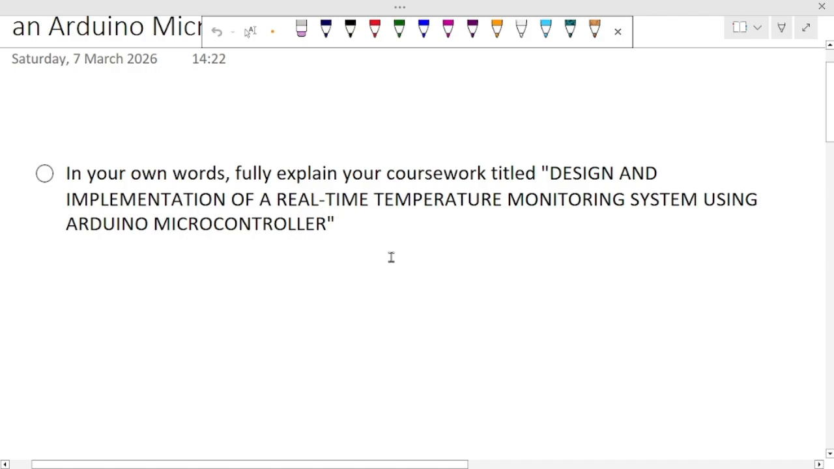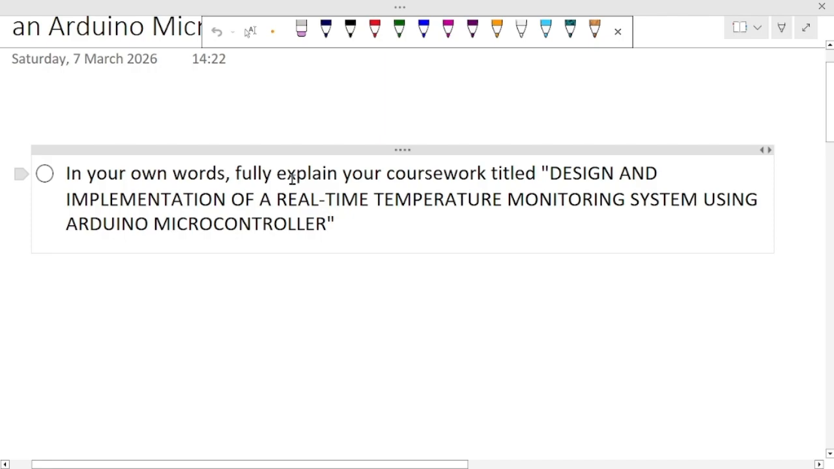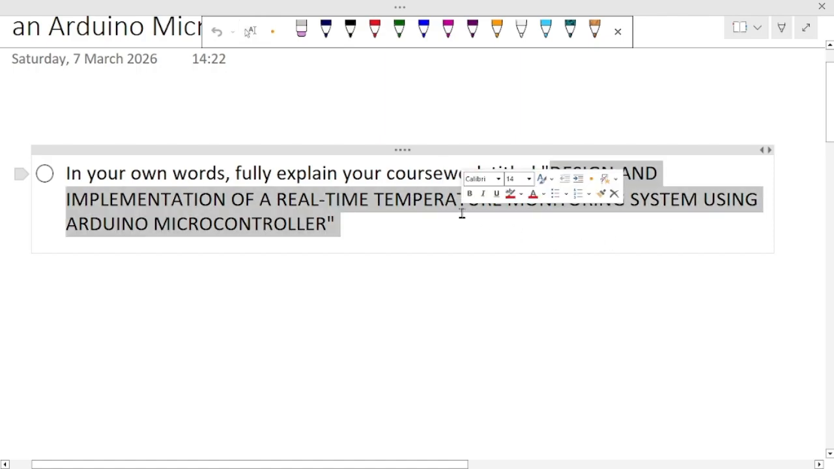Now, our coursework for this semester is on the car counting system. That's our coursework for this semester. So this is a past question. So saying explain your coursework, this is not our coursework. This is the one for, I think, the last two sets.